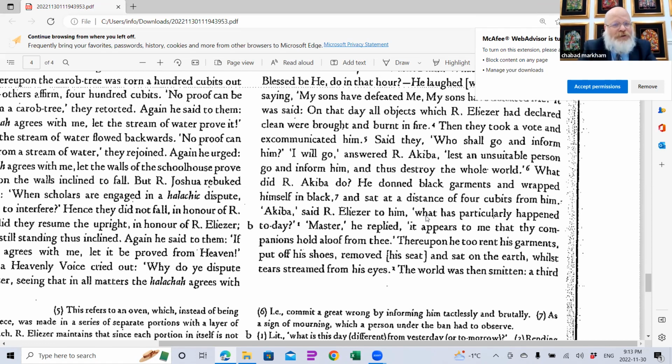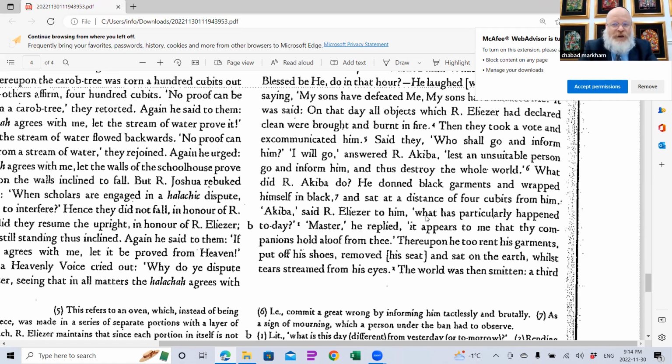So I'm going to go and tell him, look, because this was the halacha. The halacha was, if you don't follow what the majority rule is and you don't follow what the Torah says, you're excommunicated. What did Rabbi Akiva do? He donned black garments, wrapped himself in black, and sat a distance of 4 cubits from him. That's what you're supposed to do when somebody is in excommunication. Rabbi Eliezer said to him, Akiva, what has particularly happened today?